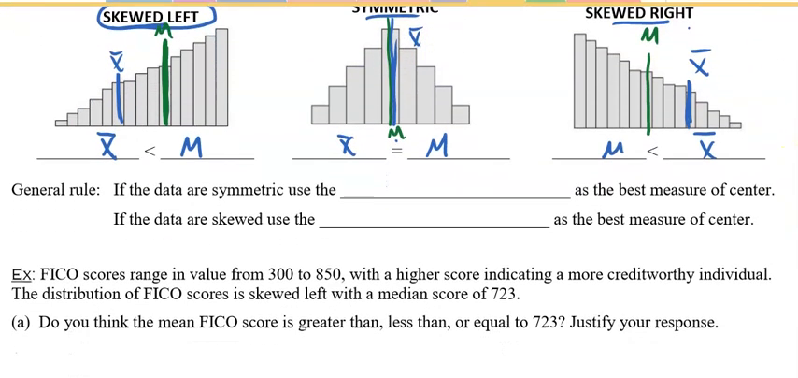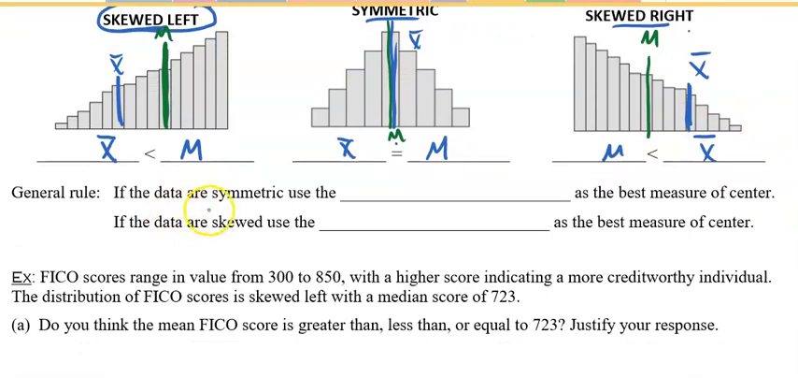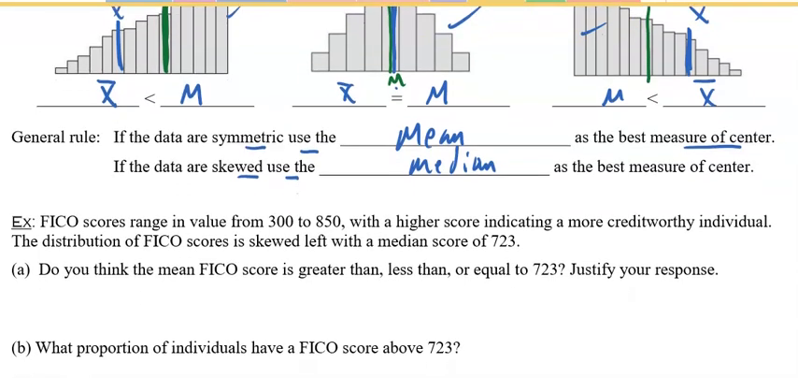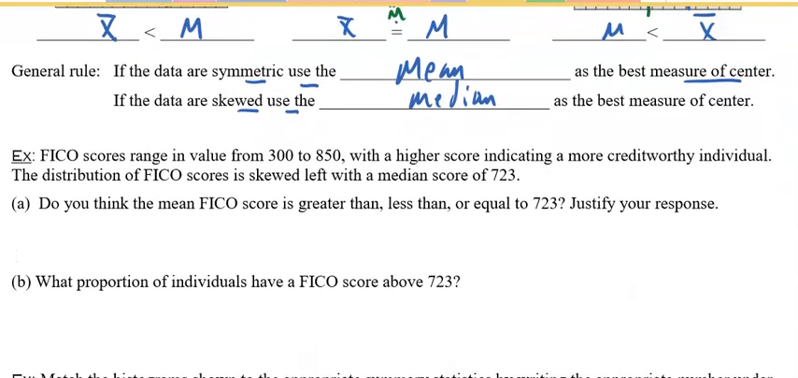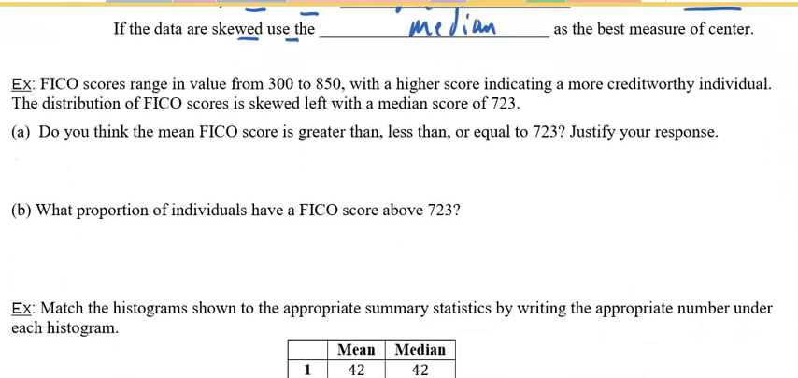So, general rule, if the data are symmetric, we use the mean as the best measure of center. If the data is skewed left or skewed right, we use the median. So you look at the distribution. If it looks symmetric, use the mean. But if it looks like it's skewed left or right, then use the median because it's not affected by those great or big scores.